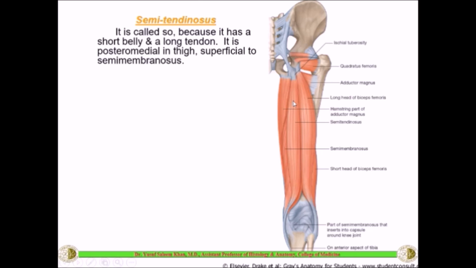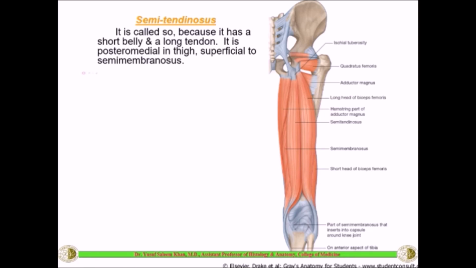This muscle will be posteromedial. This is the medial part, this is the lateral part. It will be behind because it belongs to the posterior compartment, as well as medial. So it is posteromedial in the thigh and superficial to the semimembranosus. If you see deep inside, you can see this is the semimembranosus. So this is superficial to the semimembranosus.